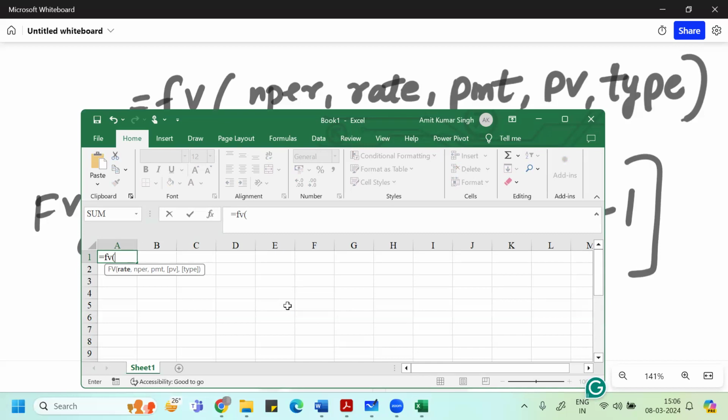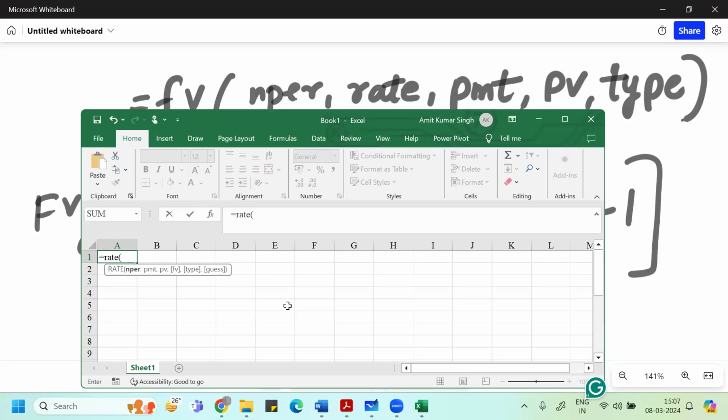I have made a down payment of 10 lakh rupees and 8,000 rupees EMI. So PV would be that 10 lakh rupees, which is the down payment, and PMT would be the monthly installment I'm paying in the form of EMI. Type, you by default put 0. I hope you understood this. Or here, if you use the rate formula, you can again do the same work. Here you can calculate what rate of return you can expect to achieve this dream.